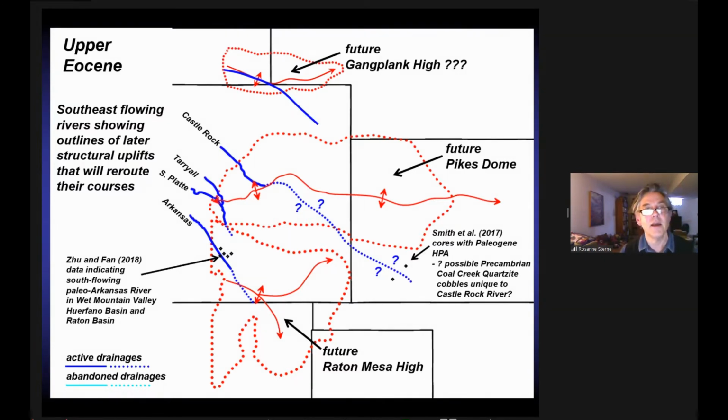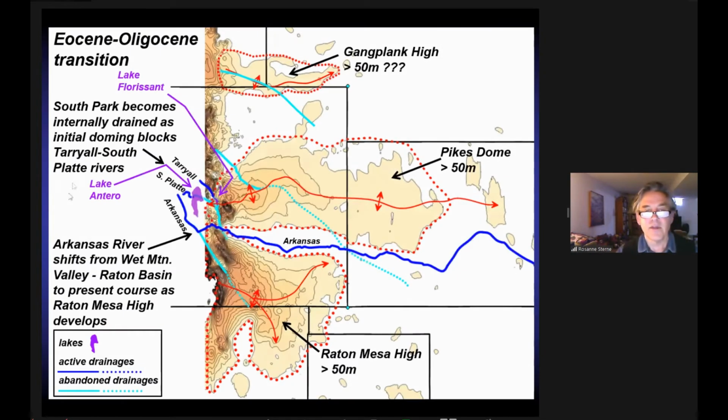So by the Eocene-Oligocene transition, a couple things happen. One, the Terriel South Platte system gets blocked by the rising Pikes Dome to create Lake Antero and Lake Florescent. And the Arkansas River that used to flow down through the Raton now gets shunted off into its present course between the growing Raton Mesa High and the Pikes Dome growing.